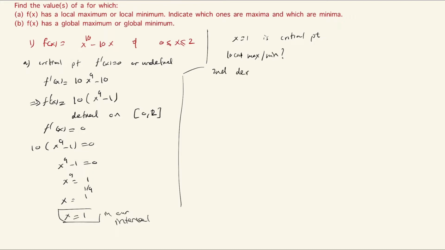So here, I can do the first derivative test or the second derivative test. I choose to do the second derivative test. So for the second derivative test, I'm going to evaluate our critical point, and if the second derivative sign is positive, then it's a local minimum. If it's negative, then it's a local maximum. So this is the second derivative function.